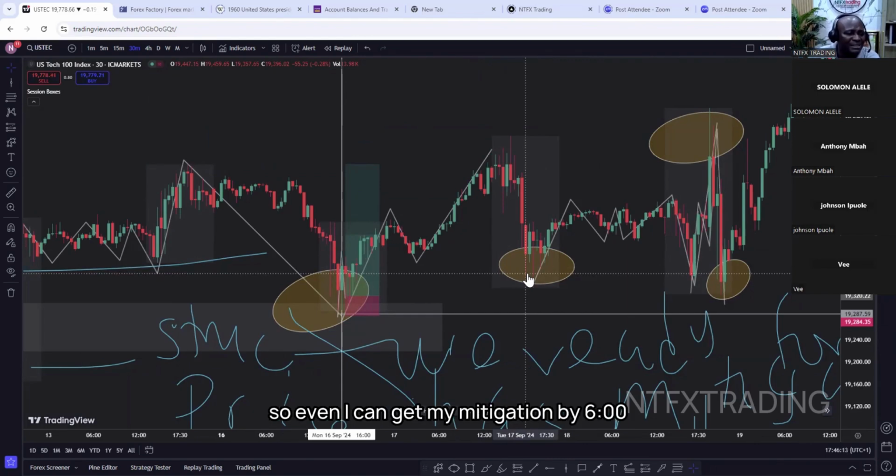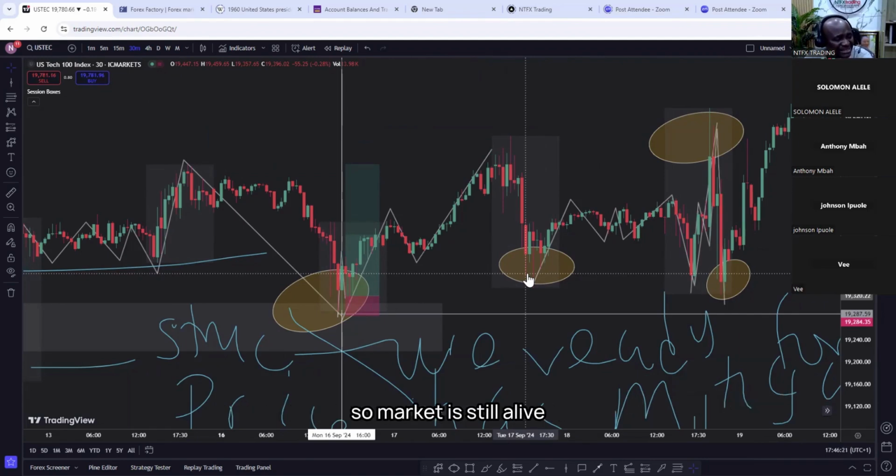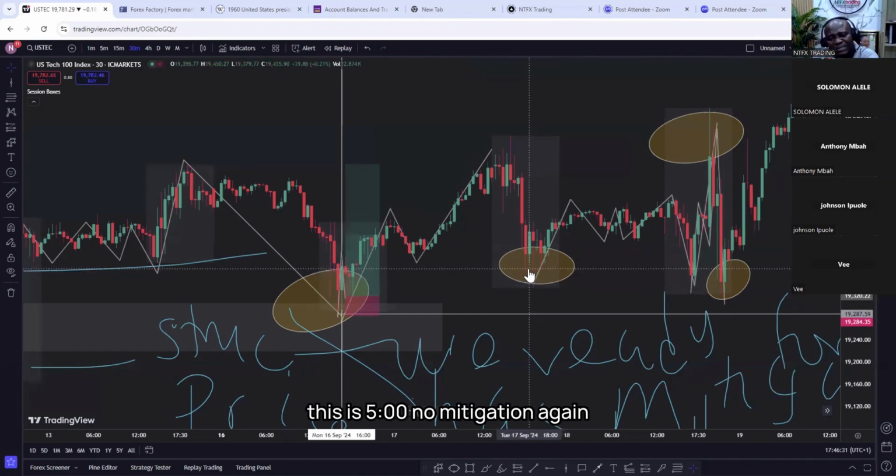So even I can get my mitigation by 6 o'clock, because by 6 o'clock, the market is just 3 to 4 hours into the session. So the market is still alive. This is how you look at the market. Somebody who is just trading indices will say, this is 5 o'clock, no mitigation again, we run away, because of lack of understanding.